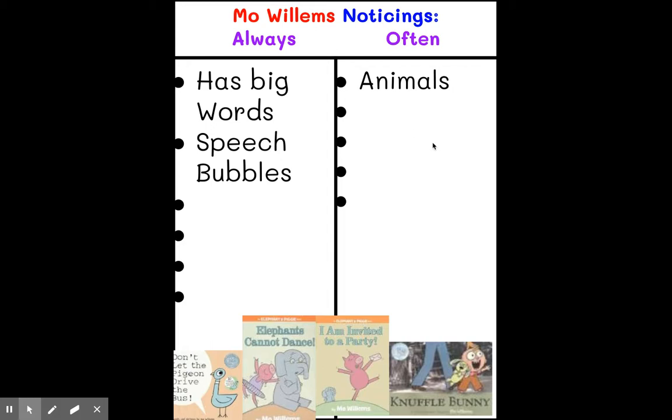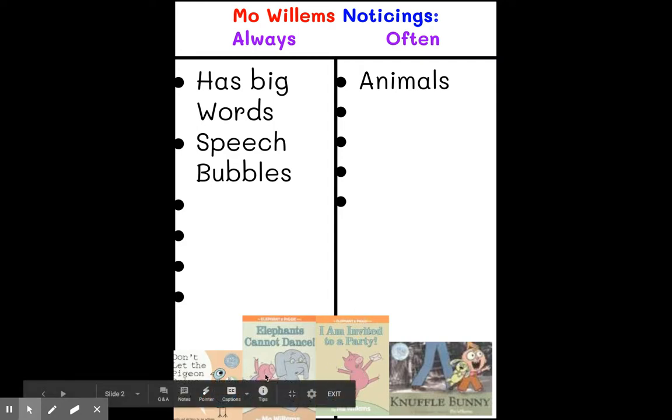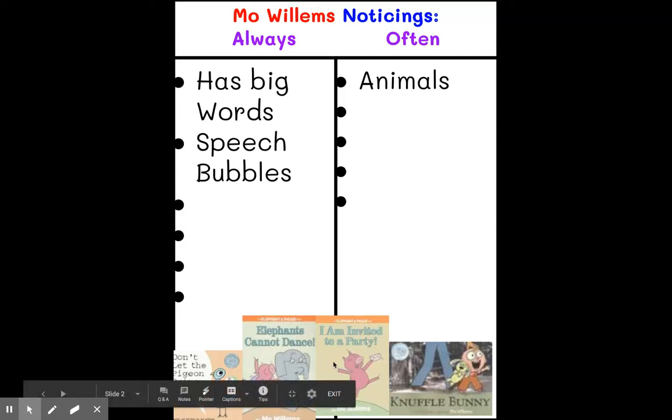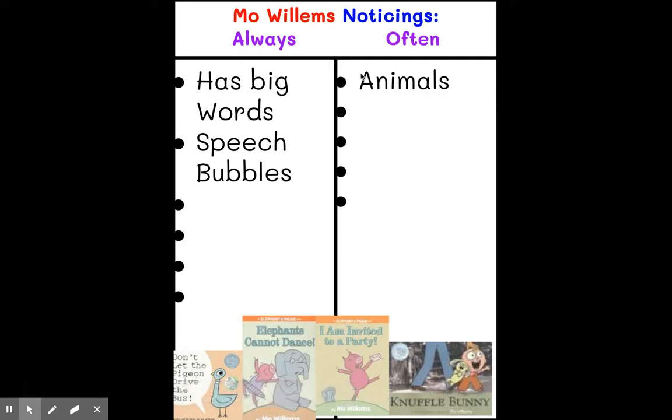What do you notice that Mo Willems books often have or always have? Fill them in here and help me finish this chart. I see the pig in both of these books. I see the elephant in both of these books. Maybe that's something that often happens in Mo Willems stories.